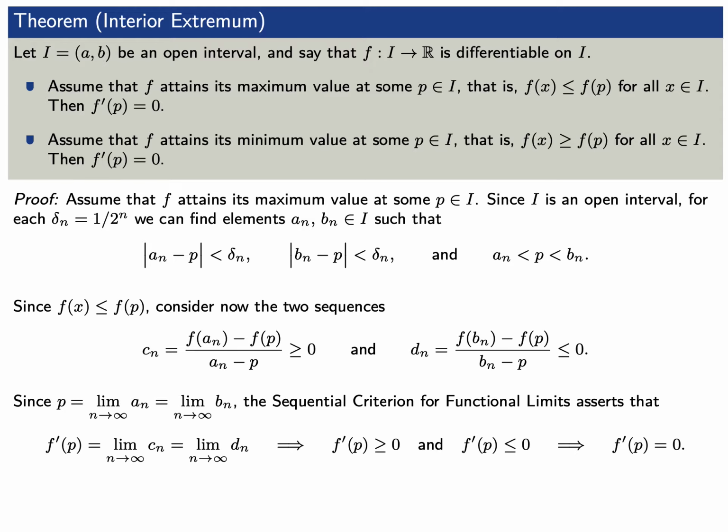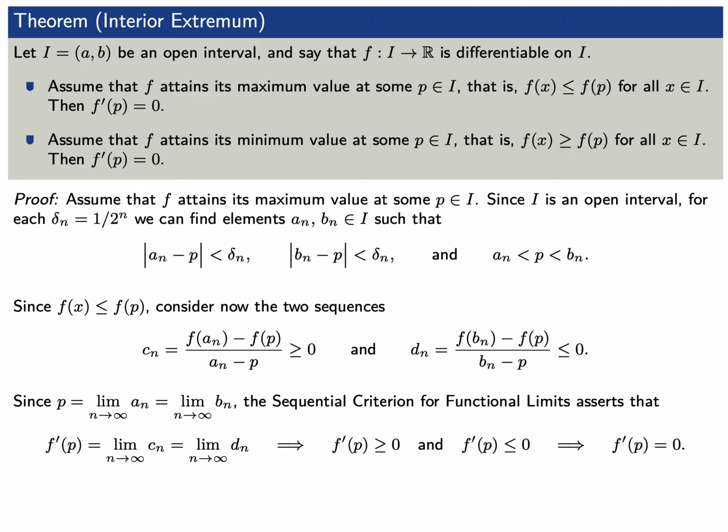But now, a sub n and b sub n both tend to the point p. So using the sequential criterion for limits, we see that f prime of p must be equal to the limit of the c sub n's as well as the limit of the d sub n's. However, since the c sub n's are greater than or equal to 0, we see that f prime of p, their limit, must also be greater than or equal to 0.